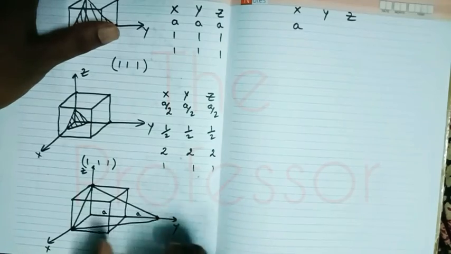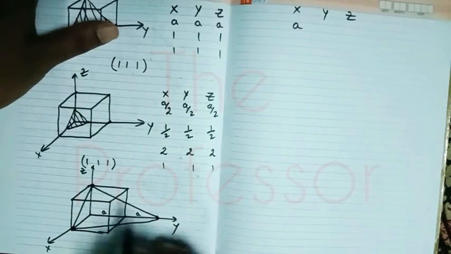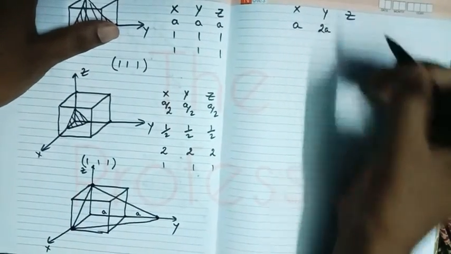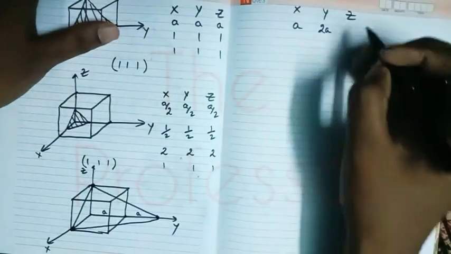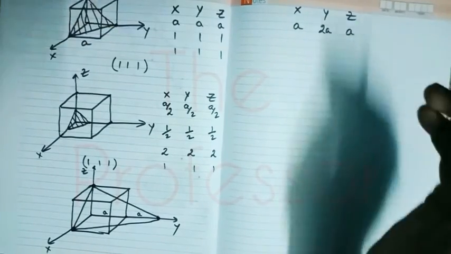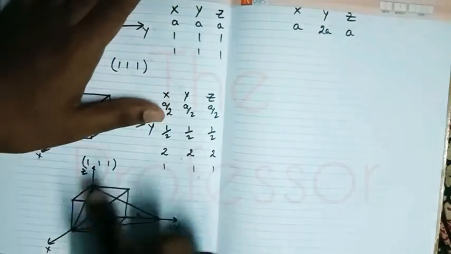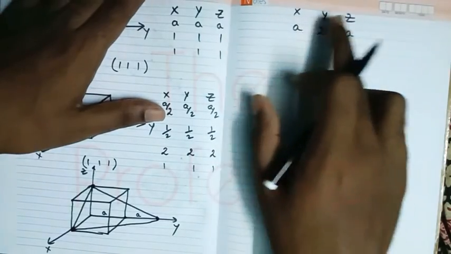Right? What is the intercept made by this plane on y axis? From here to here, it is 2a. And what is the intercept made by this plane on z axis? It is equal to a. See, we have found out the intercept made by this plane on x, y and z axis.